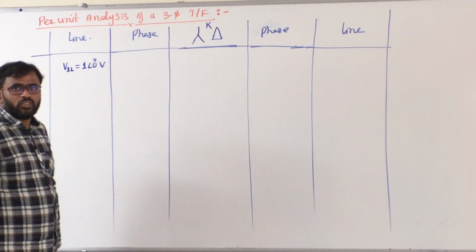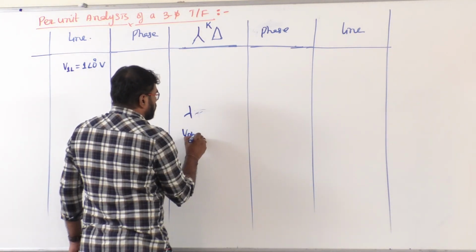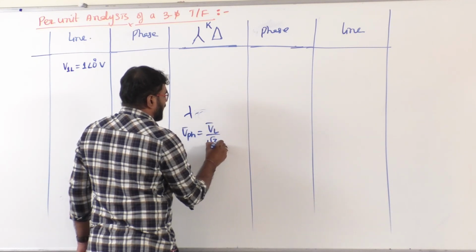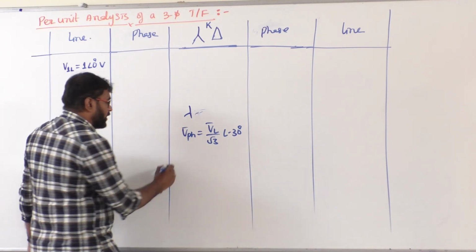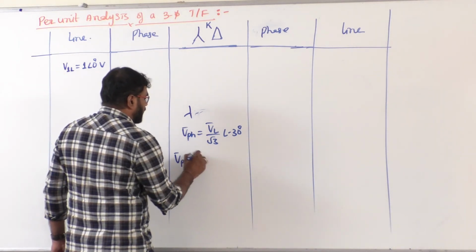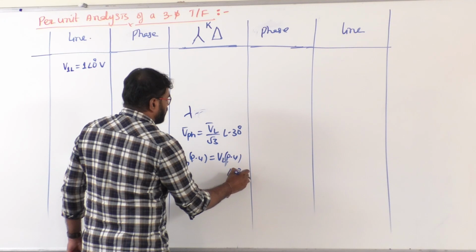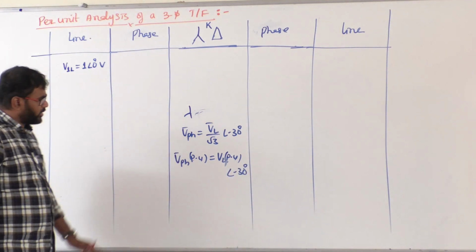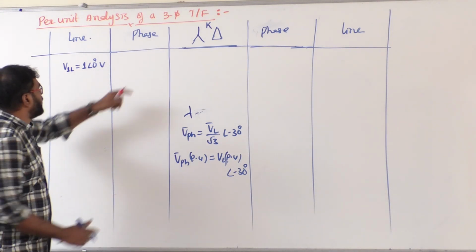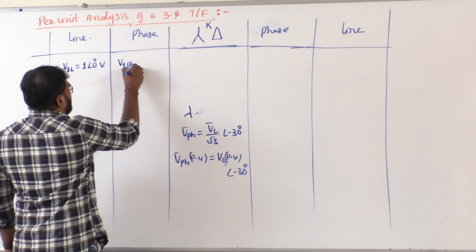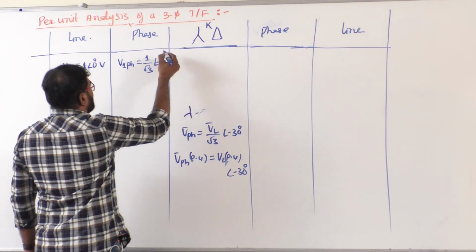What about the phase voltage? We know that for a star connection, phase voltage equals line voltage by root 3 at an angle minus 30 degrees. This is the actual relation. But the per unit relation is: V phase per unit equals V line per unit at an angle minus 30 degrees. Okay? Clear? The same relations I am going to use here. Actual voltage is 1 at an angle 0 degrees. Actual phase voltage V1 phase is 1 by root 3 at an angle minus 30 degrees.